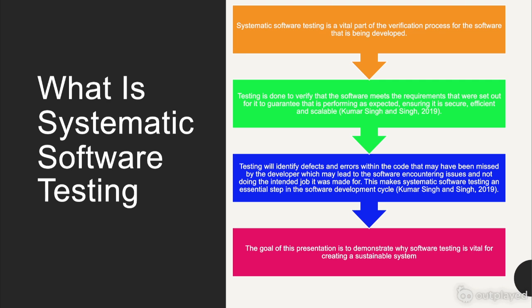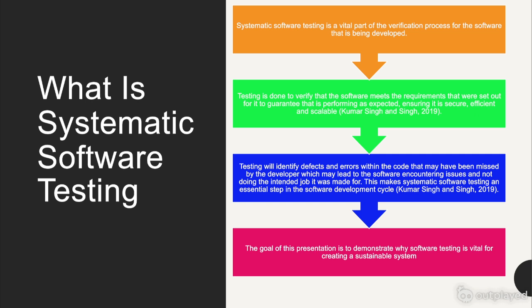Systematic software testing is a vital part of the verification process for the software that is being developed. Testing is done to verify that software meets the requirements that were set out for it, to guarantee the system is performing as expected, ensuring it is secure, efficient and scalable. This will be done using multiple testing types.